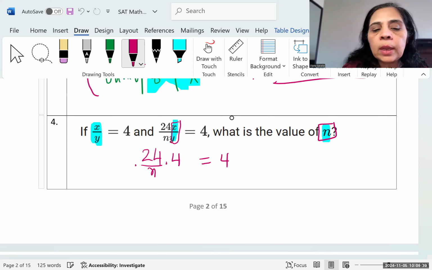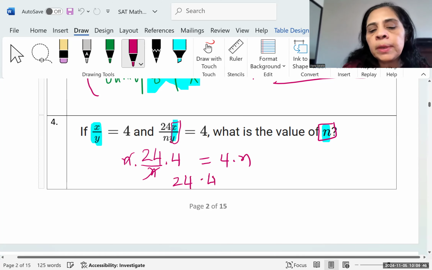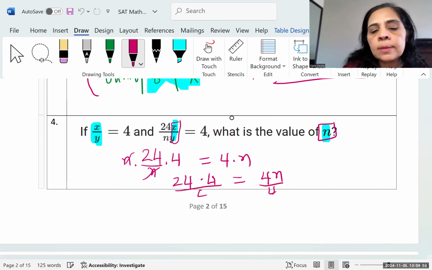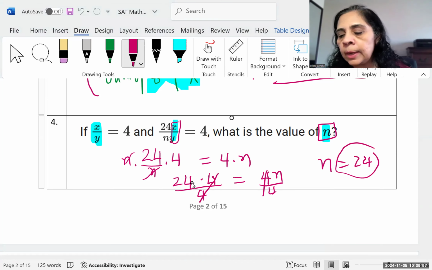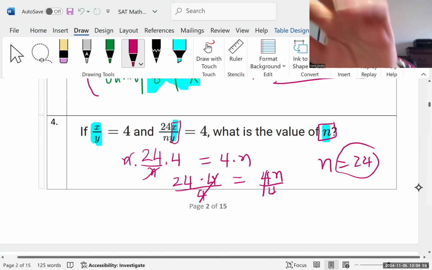We have fractions, so I can multiply by n on both sides. So 24 times 4, I will not do multiplication because we just have to divide by 4 on both sides. So my answer, n, is just 24. And that's it.